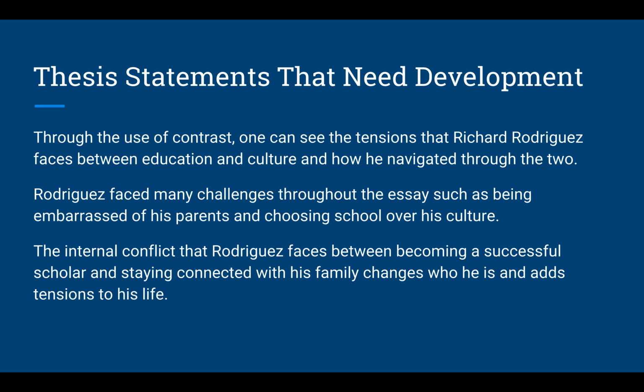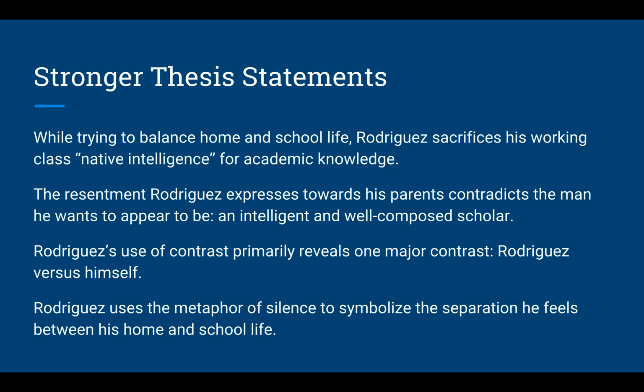This is getting a lot stronger. We're identifying specific tensions, but we're not really talking about the role of identity here or actually how these tensions specifically changed him. You want to be as explicit as possible here. Here's some stronger thesis statements. While trying to balance home and school life, Rodriguez sacrifices his working-class native intelligence for academic knowledge.